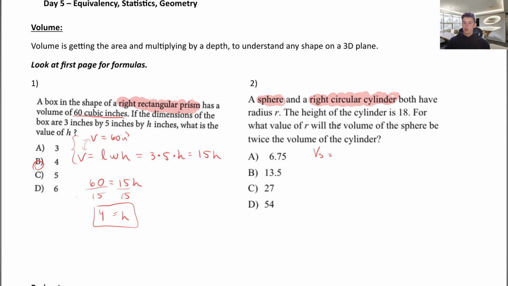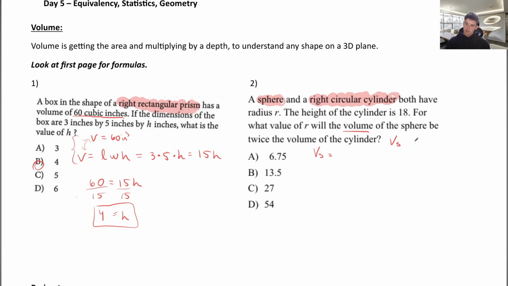For what value of r will the volume, okay, now we know we gotta use volumes, even though we are in the volume section, but let's assume we're just reading the question from a random question on the test. So we gotta know it's a volume first. So it's talking about volume. For what value of r will the volume of the sphere be twice the volume of the cylinder? So how can we set up this equation? I always like to just read it aloud.